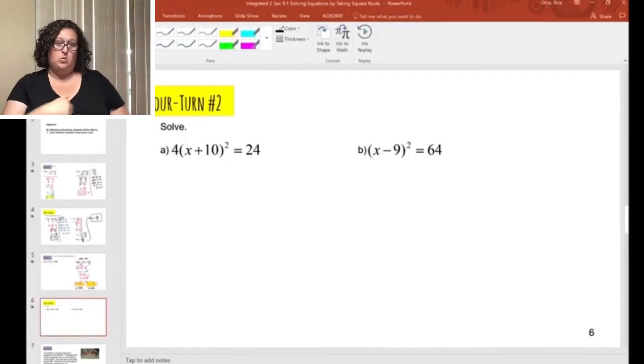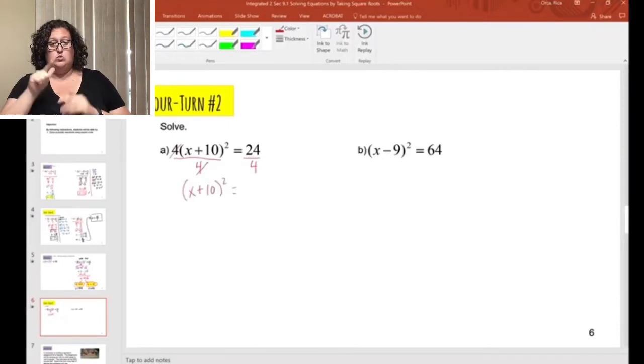Let's do the U-try, problem A. We have 4 times x plus 10 squared equals 24. So step number 1, get rid of the scale factor, get rid of A, by dividing 4 to both sides. So now we have x plus 10 squared is equal to 24 divided by 4, which is 6.